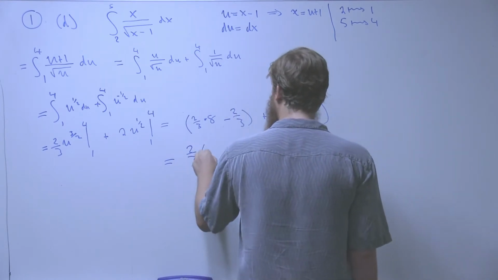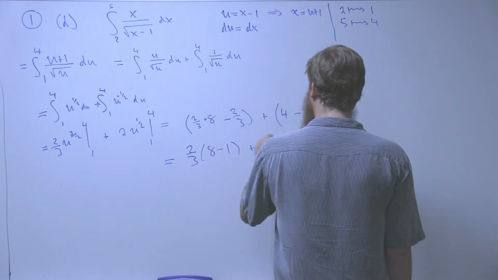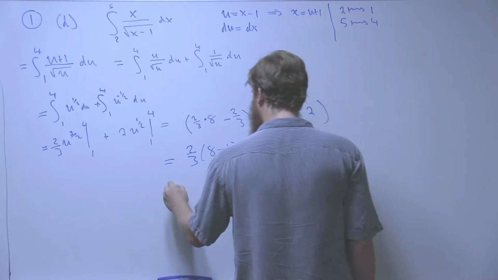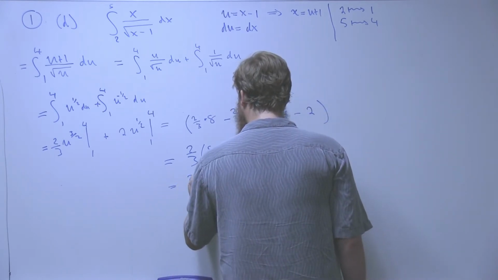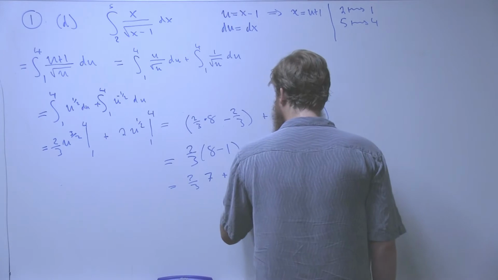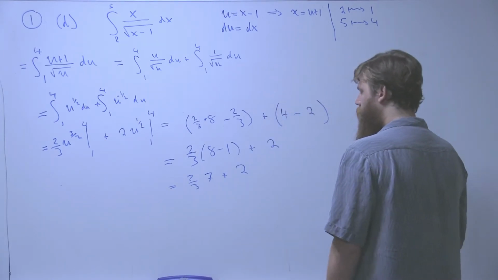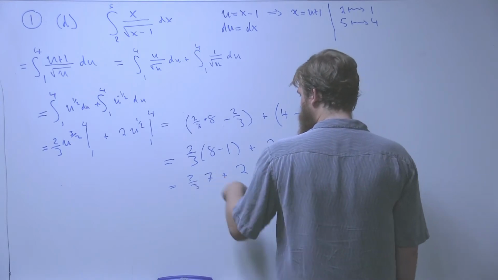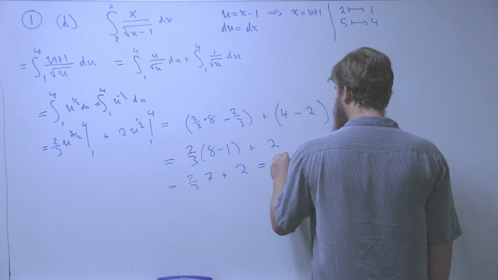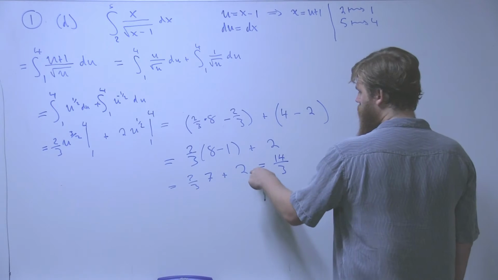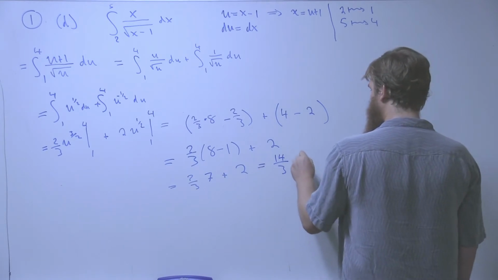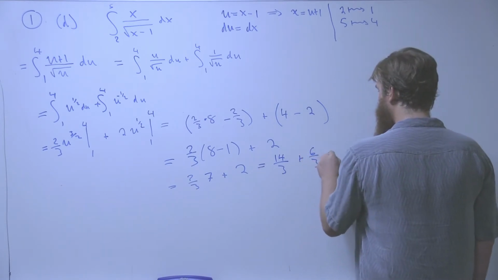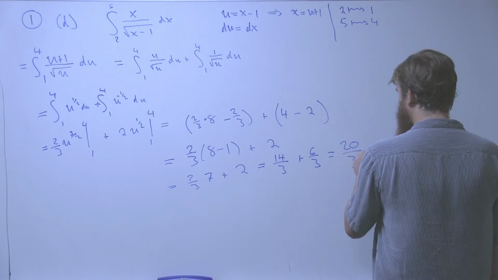So this is 2/3 times 8 minus 1 plus 4 minus 2 is 2. So that's 2/3 times 7 plus 2. Whether you want to leave it like that or combine is up to you. Let's combine these, that's the right spirit. So 2 times 7 is 14, so that's 14/3. And if I want to write 2 as a ratio over 3, that's 6. So altogether, I've got 20/3.